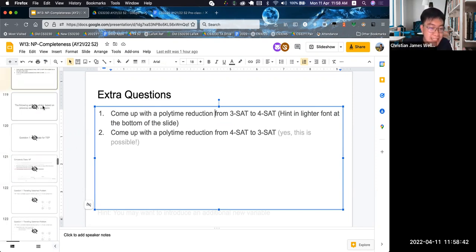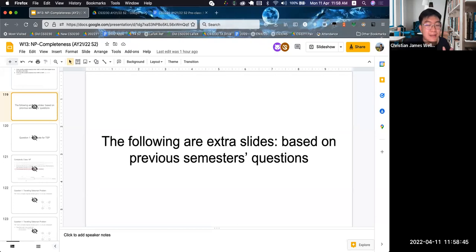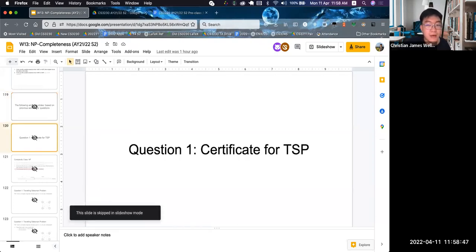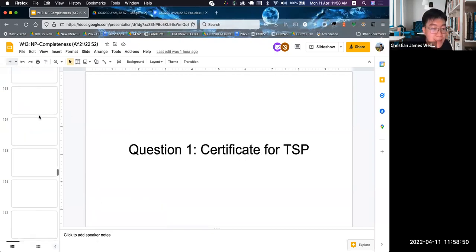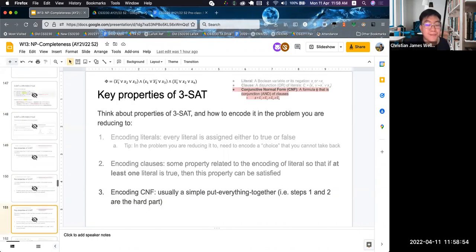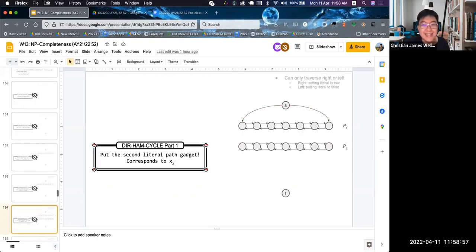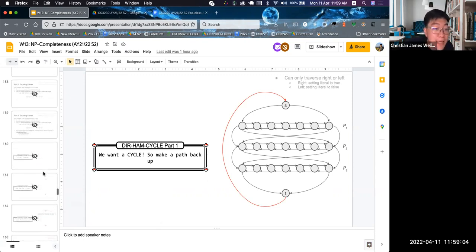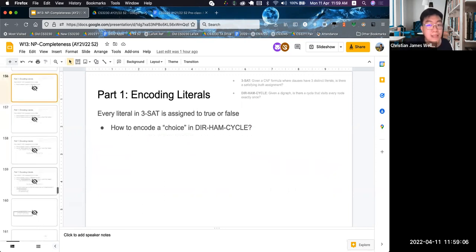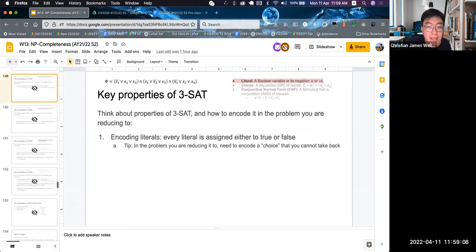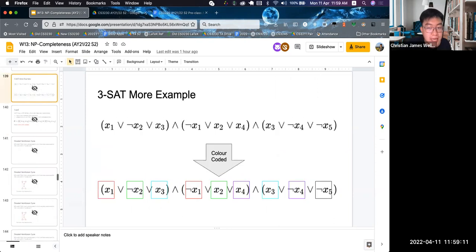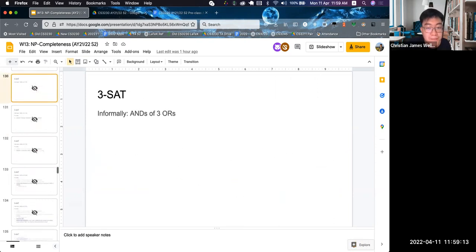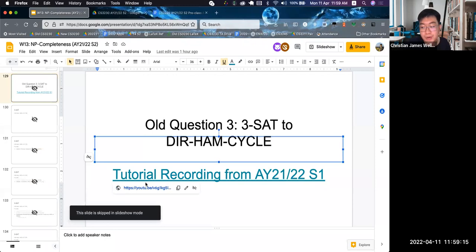My slides have extra things that were based on previous semesters' questions. This is one of them. There's another one that is a super difficult reduction from 3-SAT to Hamiltonian cycle. I keep it as it is in case you're interested, but the reduction is super complicated, as you can see over here. We omitted it from the tutorial this semester, but if you'd like to study it, I keep the slides over here, and I still have a recording for it. I linked the recording over here.